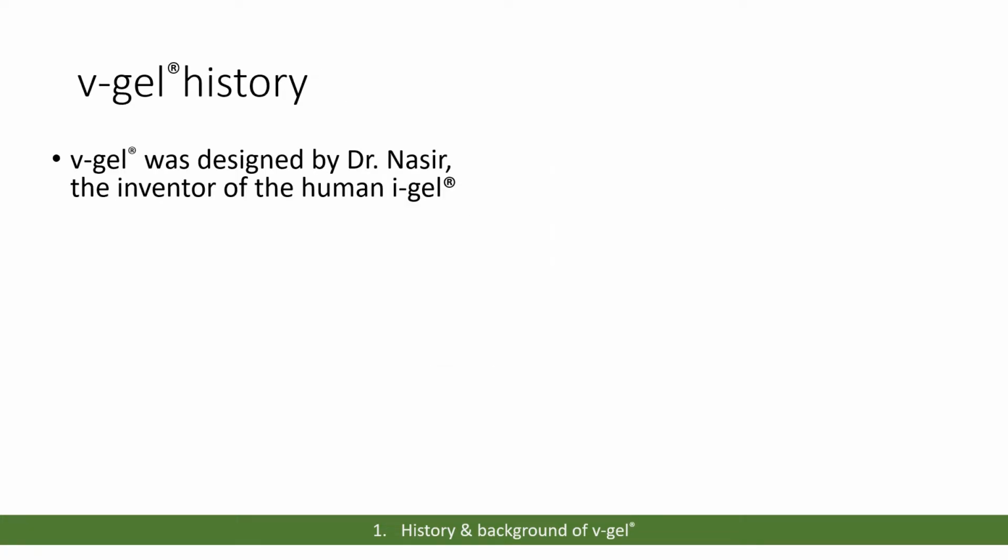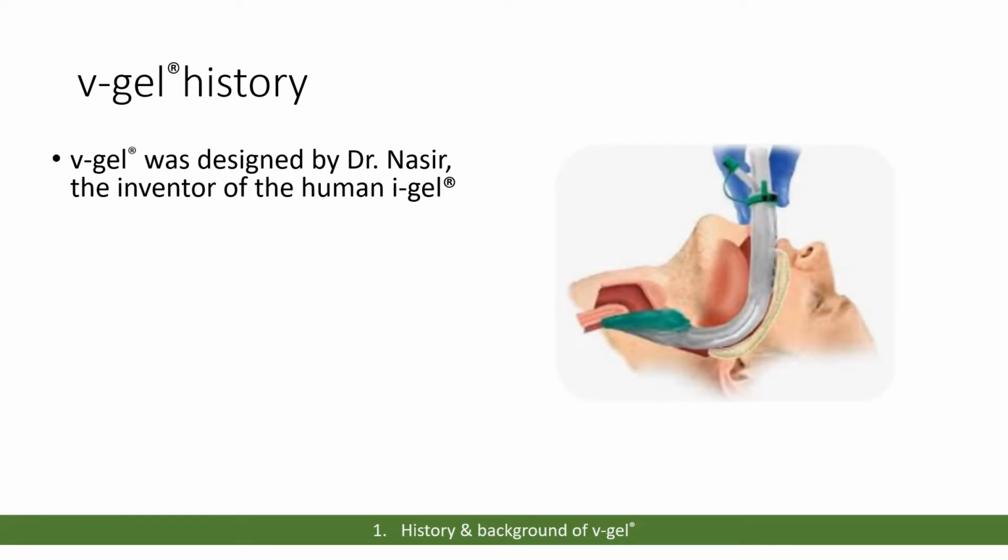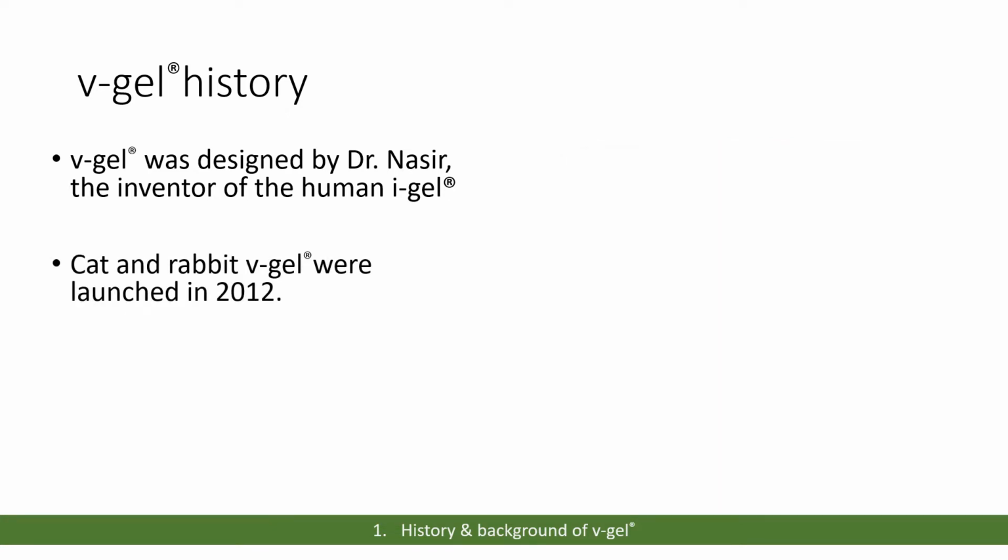The background of VGel then. Well, VGel was designed by Dr. Nasir, who is also the inventor of the human iGel supraglottic airway device. And you can see here an iGel in position in the cutaway view, and that large green soft cushion at the base near the larynx, that's moulding and matching up to the laryngeal anatomy, the laryngeal framework, in order to create an airway seal. The cat and the rabbit VGels were launched in 2012.